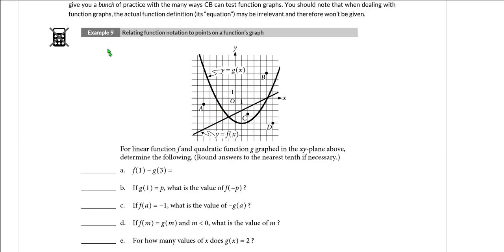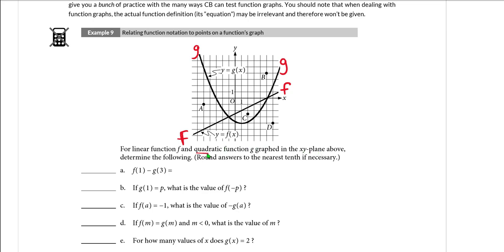So on example 9, for linear function f, okay, so they label the linear function. I'm going to actually, just to make this stand out a little bit more, so that's f, and quadratic function g, so that's g. In fact, let me do that over here too. I don't want to have to worry about forgetting which is which. Is graphed in the xy plane.